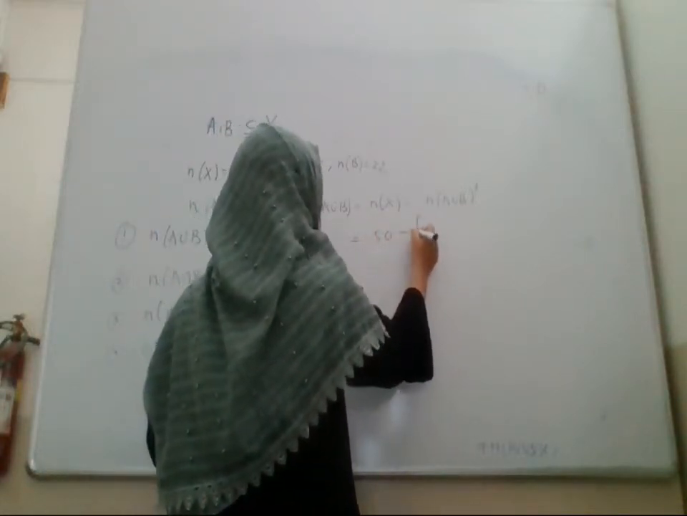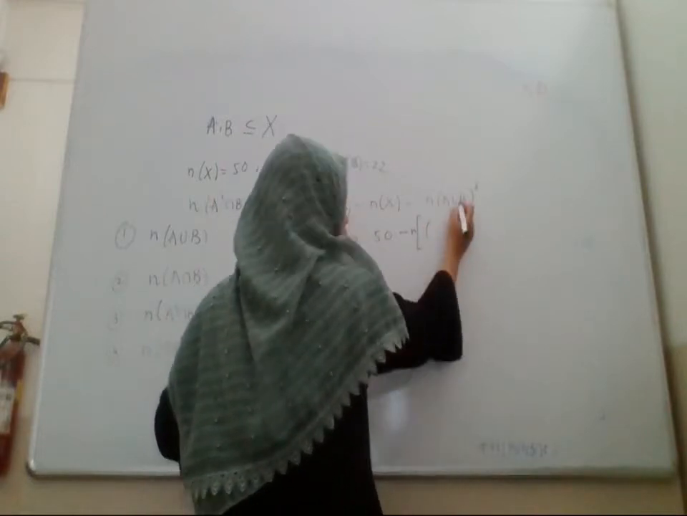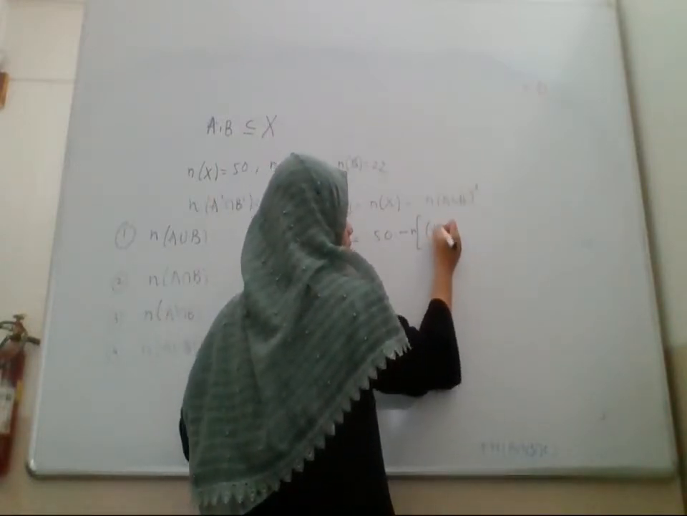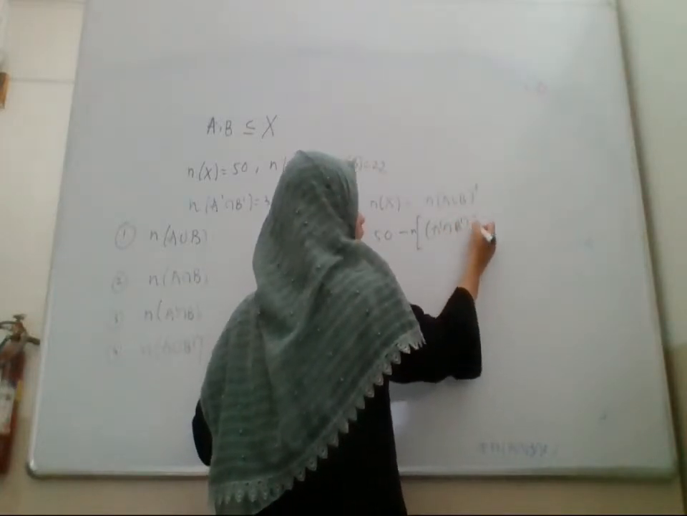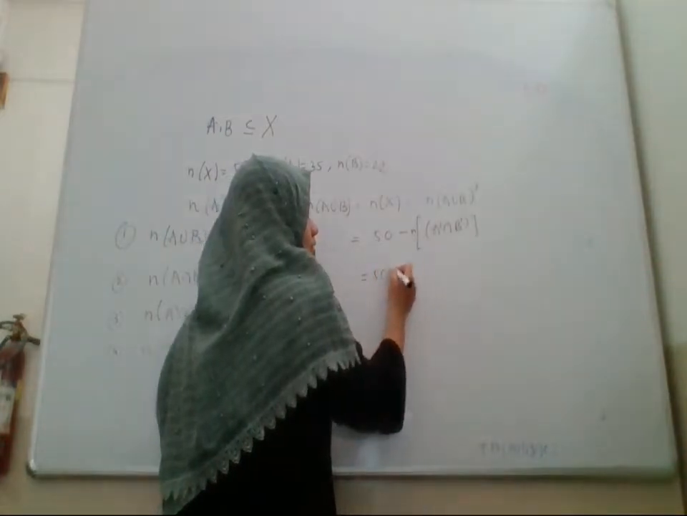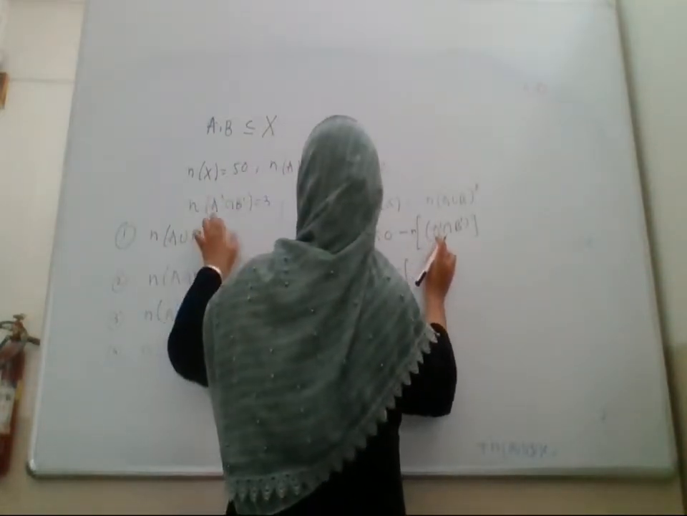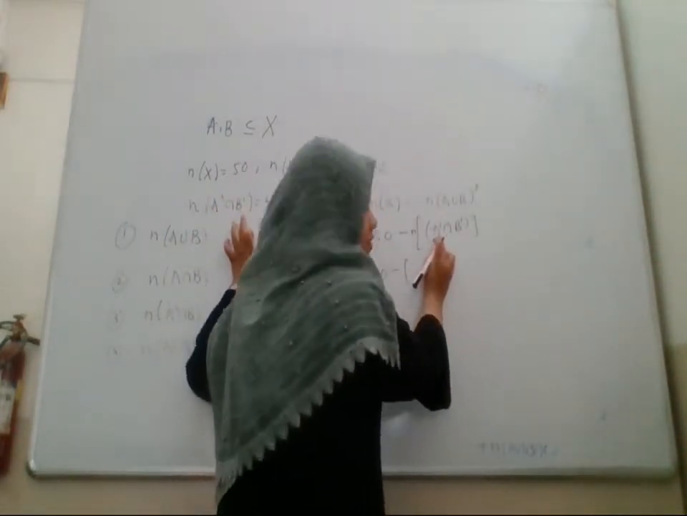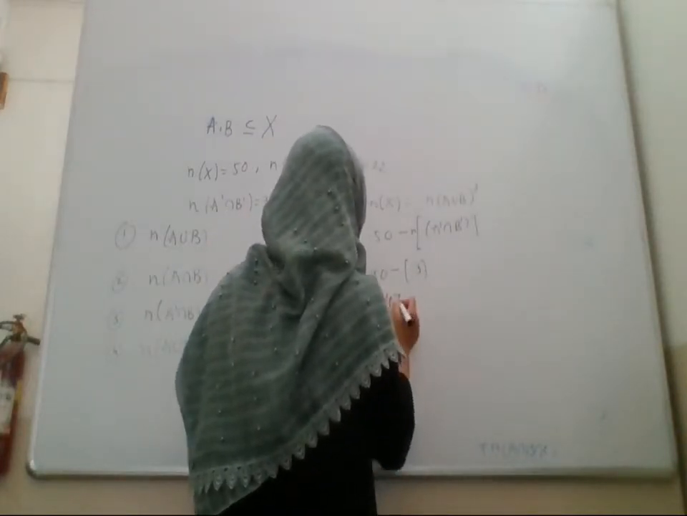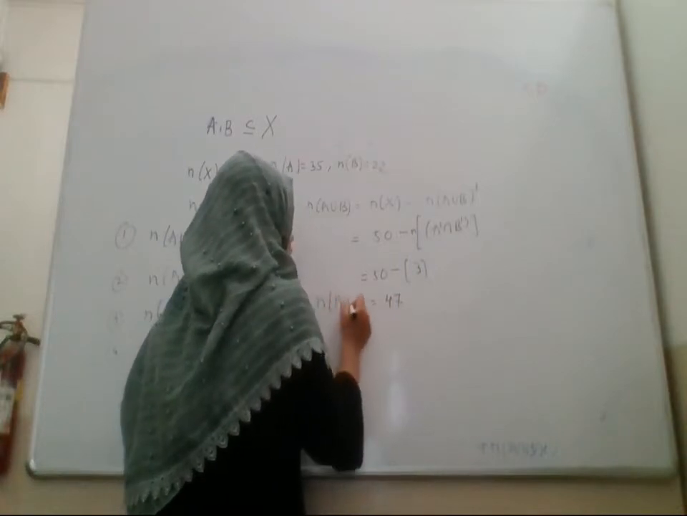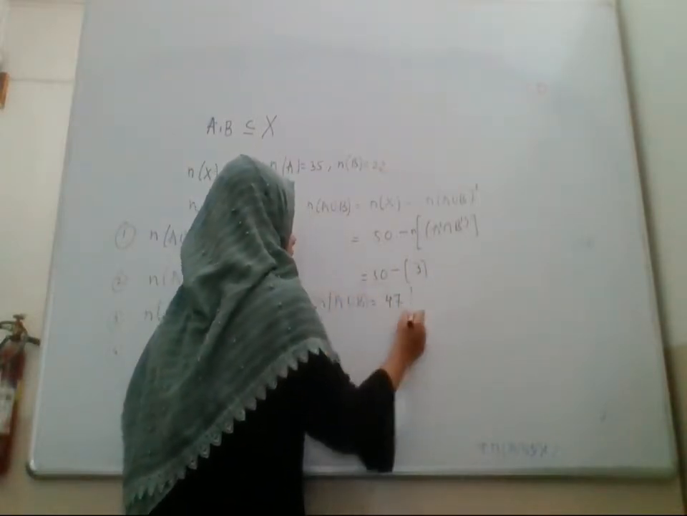Now I will use De Morgan's law. So apply De Morgan's law, it will be A complement intersection, union का intersection हो जाएगा B complement. So it is given cardinality of A complement intersection B complement, it is given to us and it is equal to 3. So the answer is 50 minus 3, equal to 47. So cardinality of A union B is equal to 47.